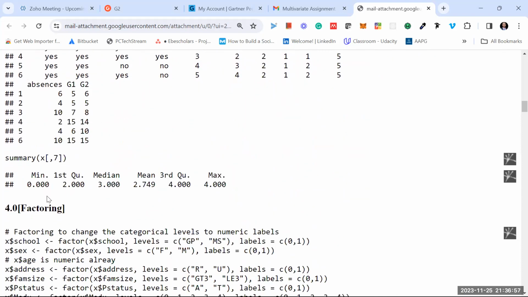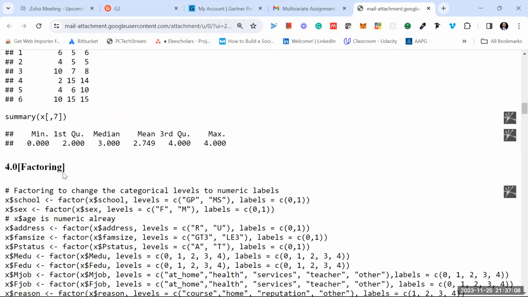Maybe the 7th one. So we just want to see a summary. And this is how you do summary. You see the minimum value, you see the maximum value, you see the third quartile, you see the first quartile. Of course, the mean is the second quartile.